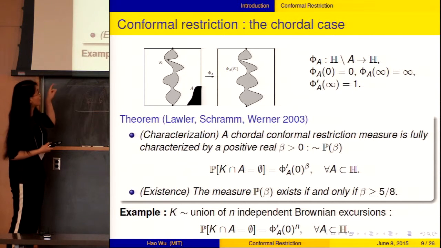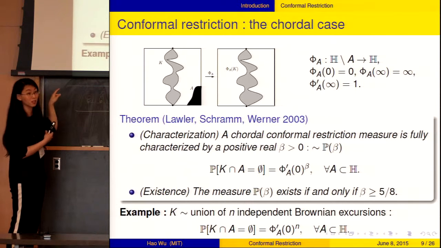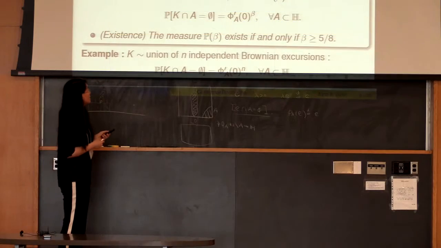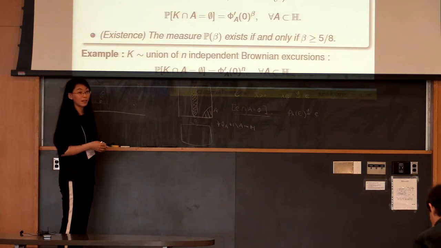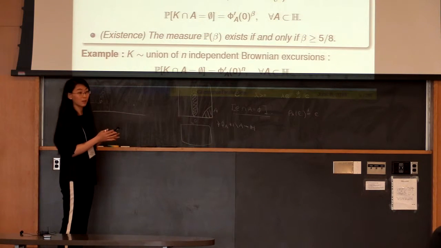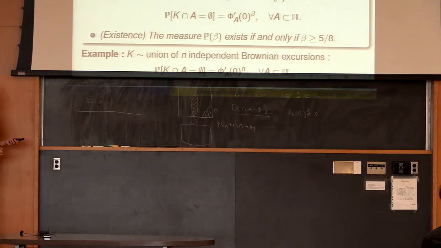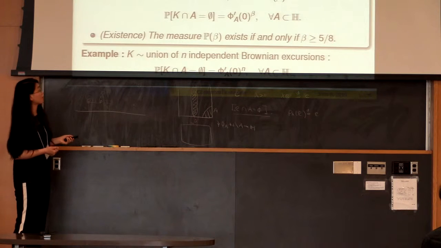But now beta doesn't just take integer values. It can be any positive real. And we can also get a sense that as beta gets bigger, our random set becomes fatter. Okay, so this is the chordal conformal restriction property.